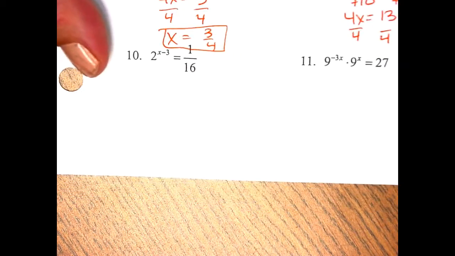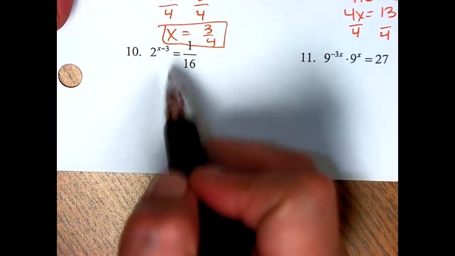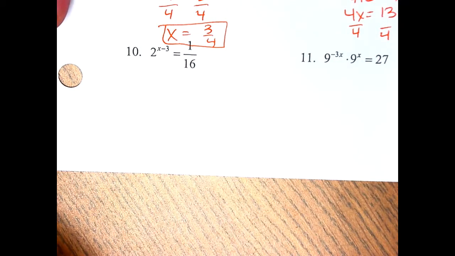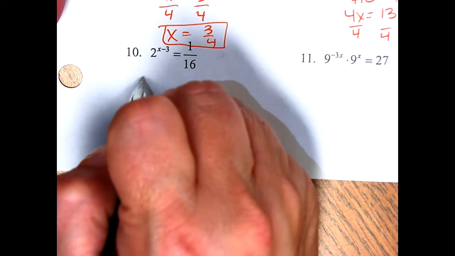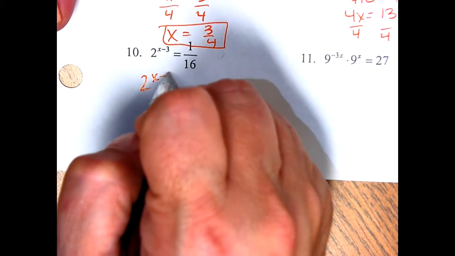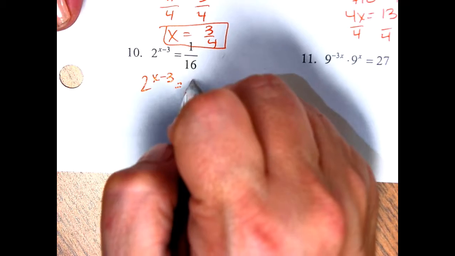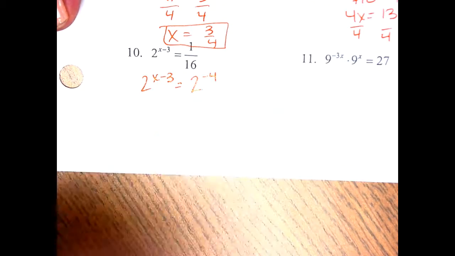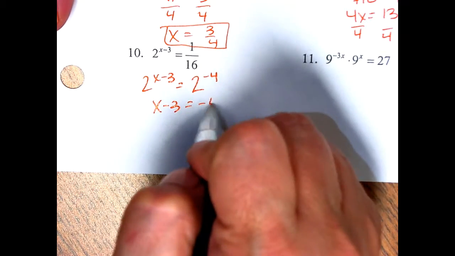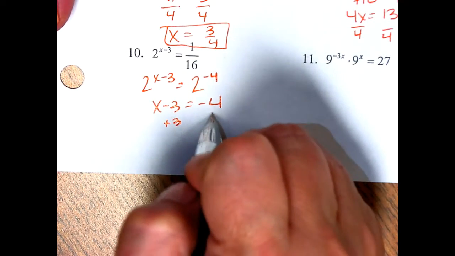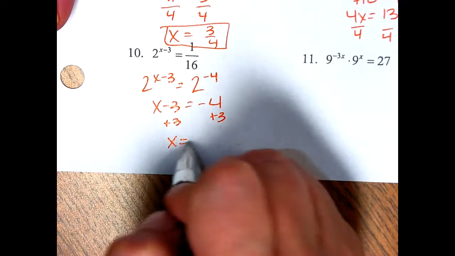On number 10, again, I have a fraction, which means I need a negative exponent. And we're going to use the base of 2. So I don't have to change the first one. So I have 2 to the x minus 3 equals 2 to the negative 4th. So x minus 3 equals negative 4. Add 3. x equals negative 1.